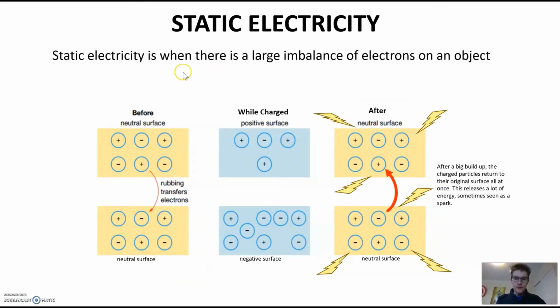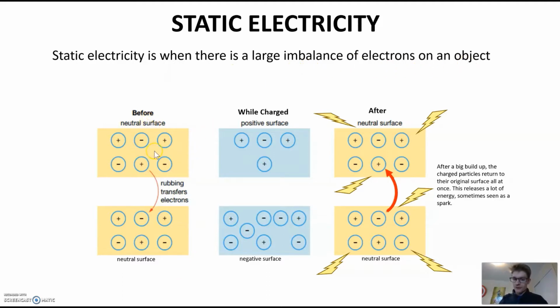Static electricity is when there is a large imbalance of electrons on an object. I said last time specifically, I defined static electricity as the movement of electrons from one surface to another. Sometimes we can just get static electricity without movement of electrons from one surface to another. We can just get electrons all confined into one space, and that is another example of static electricity. So here's a refined definition. Static electricity is when there's a large imbalance of electrons on an object.